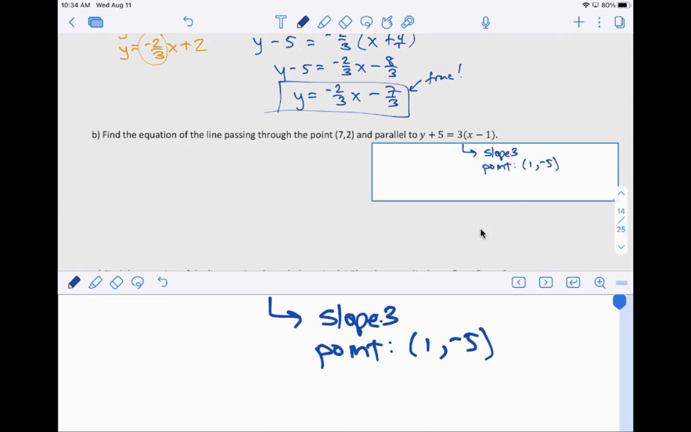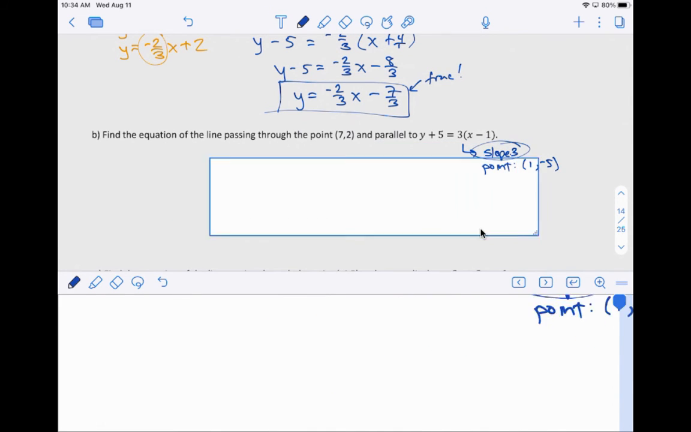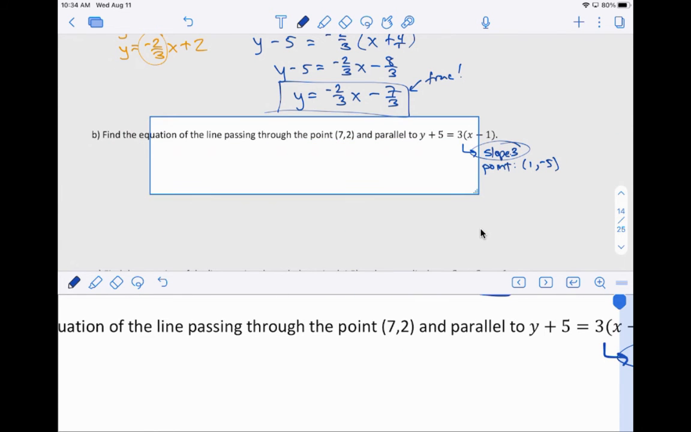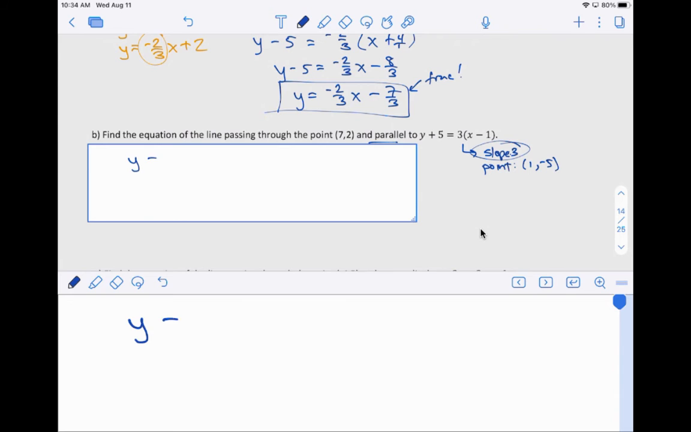All right, so that was given to me. This is the part that I need, though. This is a slope of 3. And this new one is going to be parallel to it, which again means the same slope. So this is also going to have a slope of 3. But this time, the point would be (7, 2). And technically, I am finished.